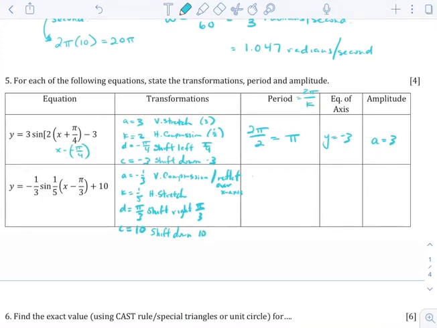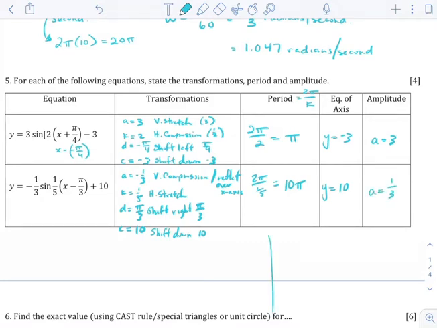Period, 2 pi over k. Well, I know it's 2 pi over 1 over 5, or 2 pi divided by 0.2, which is 10 pi. And that makes sense because we have a horizontal stretch. That means this part's been pulled out this way and this way away from the y-axis, which makes our period longer. 10 pi sounds good to me. Equation of the axis, that's y is equal to 10. So our graph is oscillating 10 above the x-axis. And amplitude is 1 over 3.